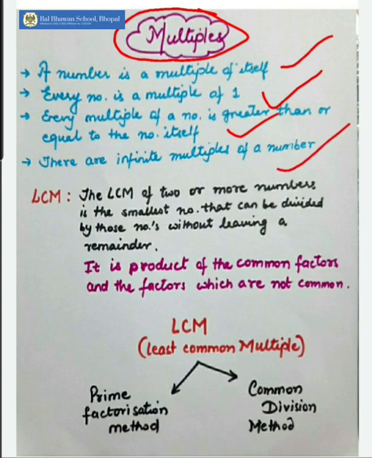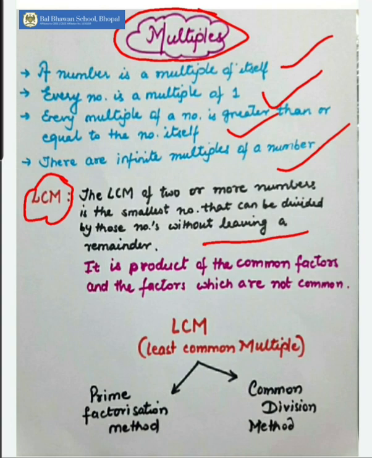Basically, we get multiples of a particular number by multiplying that number by other numbers. Let us talk now about what is an LCM. The LCM is the lowest common multiple. The LCM of two or more numbers is the smallest number that can be divided by those numbers without leaving a remainder.